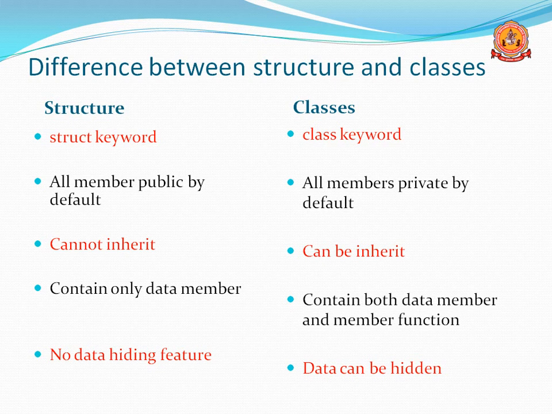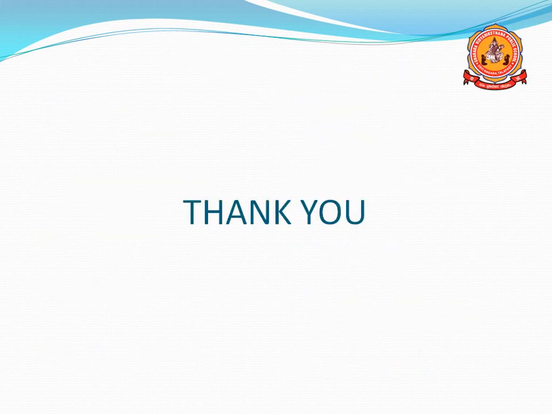Next, there is no data hiding feature in case of structures, because by default everything is public, so it is not possible to hide the data inside the structure. But it is possible to hide the data in case of classes. In a class it is possible to hide the data by using the access specifiers. Either you can use private, public or protected. By using private or protected, it is possible to hide the data.